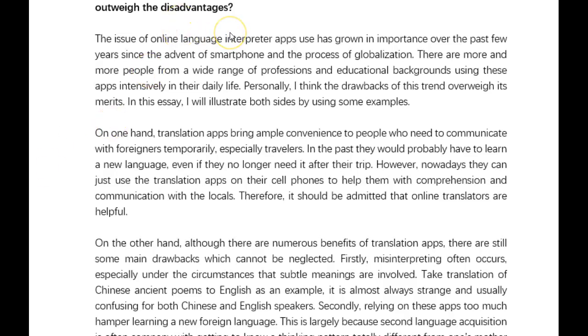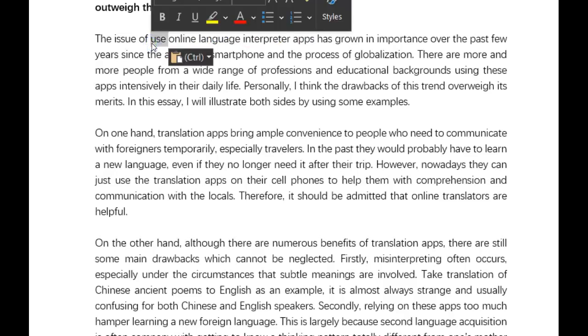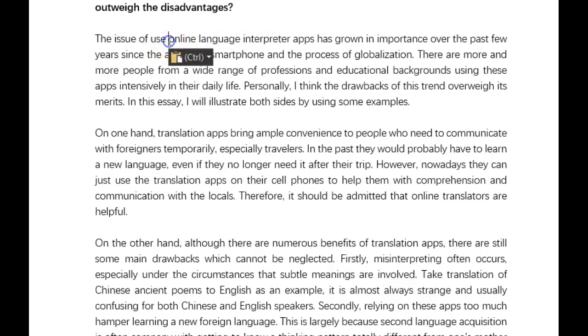Okay, here we go. Online translation apps. The issue of online language interpreter apps use has grown in importance over the past few years since the advent of smartphone and the process of globalization. Good. Now, the issue of using, I think you have to put this here because you can see how even when I read it, it's like I'm waiting for what the issue is. So I think give me the issue at the beginning.